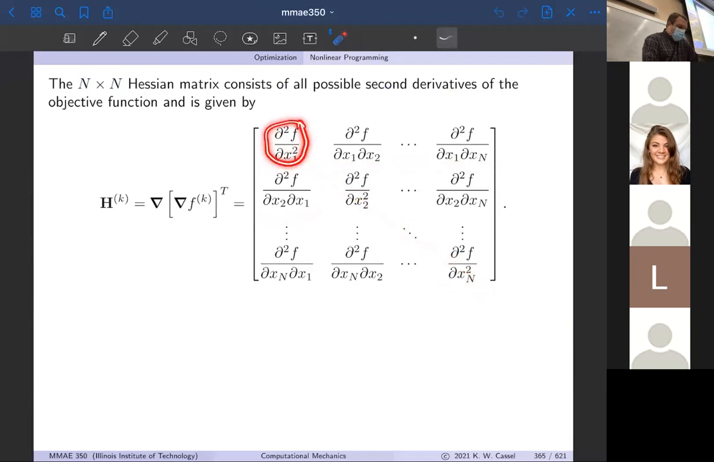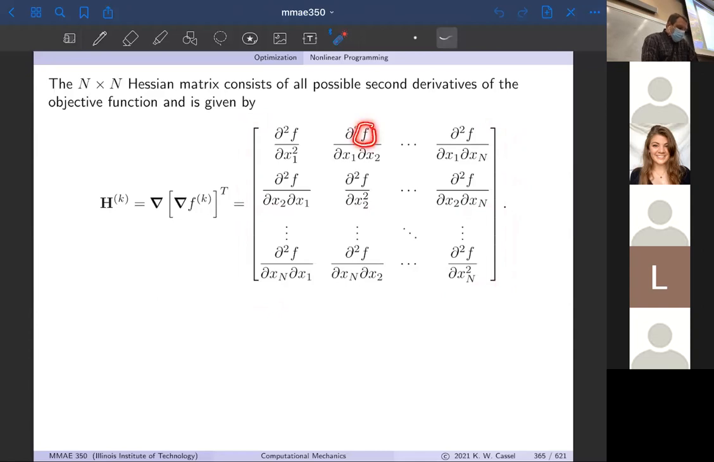So this is the 1, 1 position of the matrix, first row, first column. This is the first row, second column. So that's partial squared f, partial x1, partial x2. And then the next one would be 1, 3. So partial squared f, partial x1, partial x3. And then the last one is partial x1, partial xn. And then you have the second row. So these are all now x2s, with the second one going from 1 to n. So it's just nicely ordered, all the possible second derivatives of f with respect to x1 through xn. That gives you this big Hessian matrix, it's n by n, where n is the number of design variables.